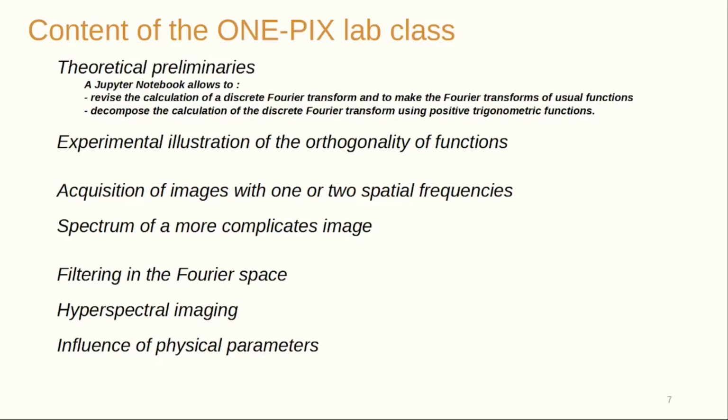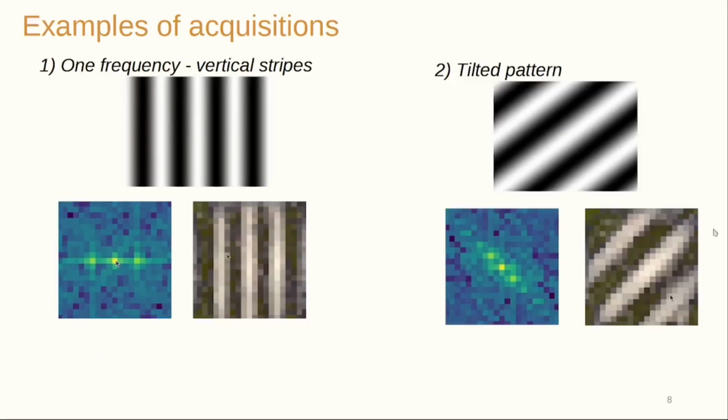We can then make the spectrum of more complicated images. We can apply a filtering in the Fourier space. We can show what hyperspectral imaging is, and we can show also the influence of physical parameters. So here are some examples of acquisitions. The first one, the vertical pattern we saw previously, exhibits only one spatial frequency in the Fourier space. And this is the pattern that is computed from the inverse Fourier transform.